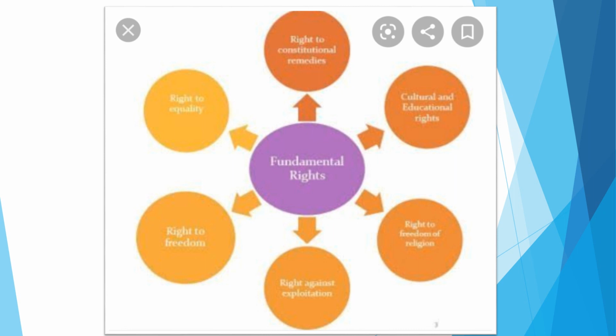So, next right is right against exploitation. In this, the state shall provide protection against exploitation through traffic in human beings and forced labor or begar. The state shall provide protection against employment of children below the age of 14 years in factories etc. So in this we learn no one in the country has a right to exploit the other. The law does not support child labor. A child below the age of 14 years is not allowed to be employed.